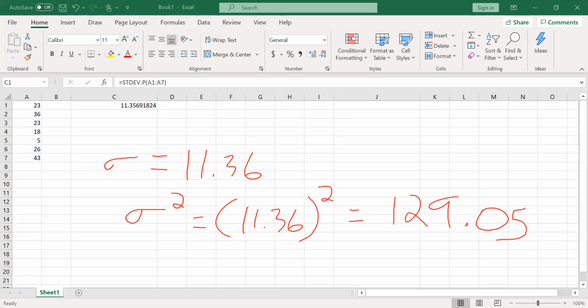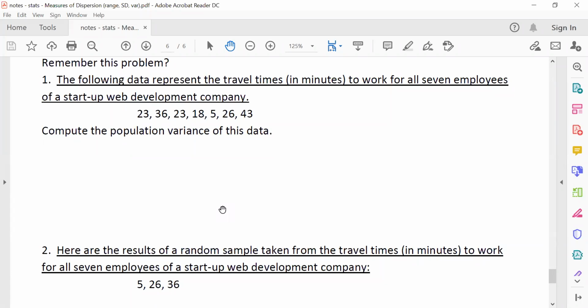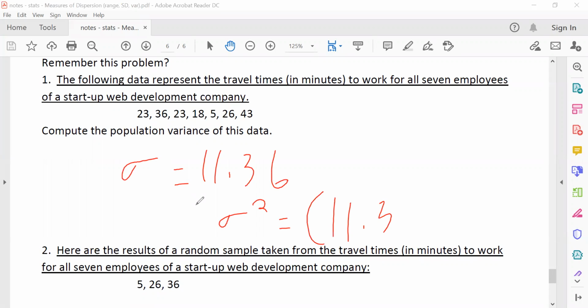$129.05. So let me show you that. So it was 11.36. That was the population standard deviation. You just have to square it. I'm just repeating the calculation because it wasn't showing up properly on Zoom.